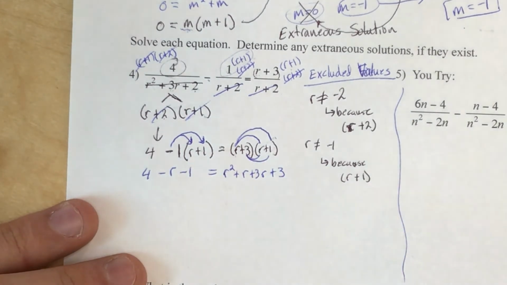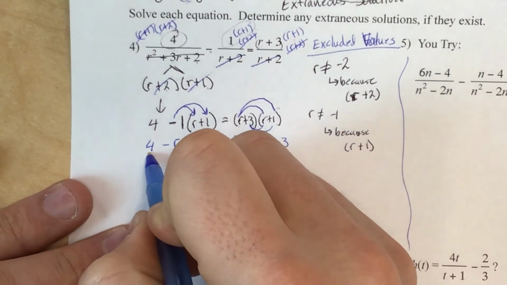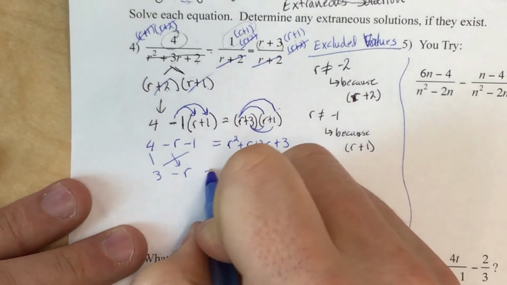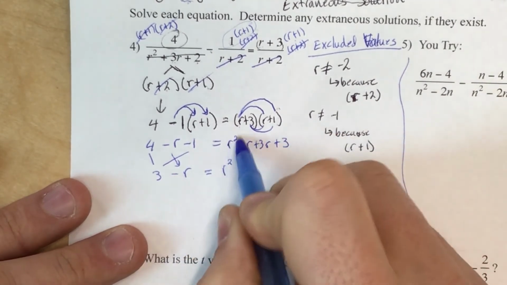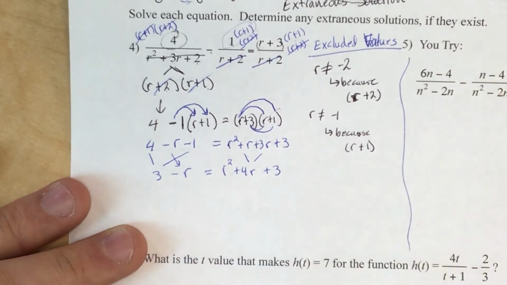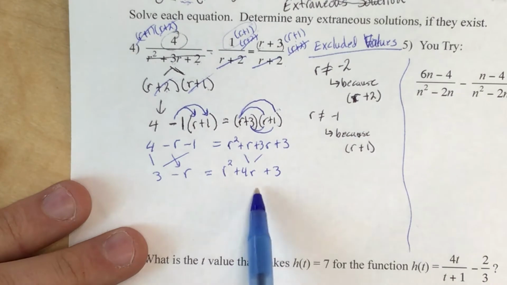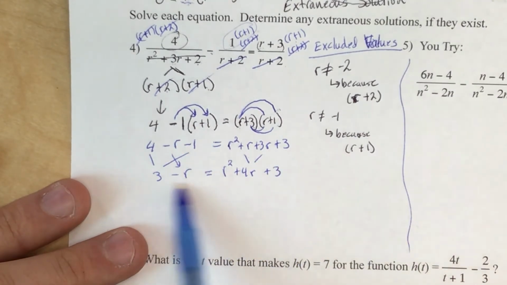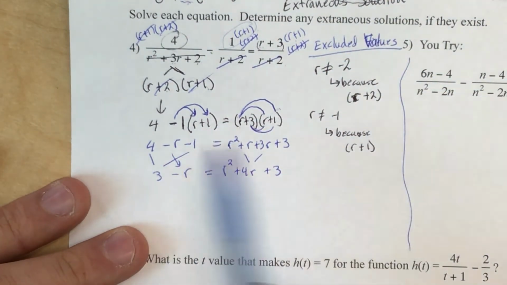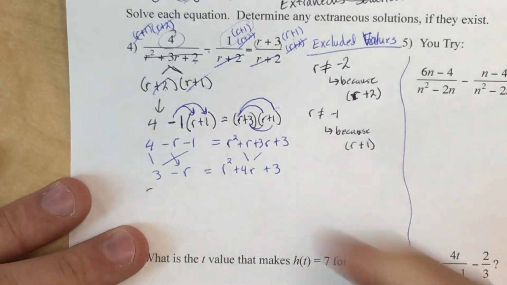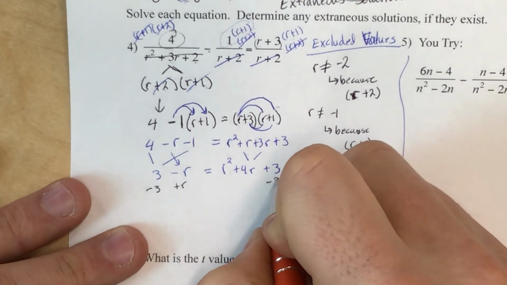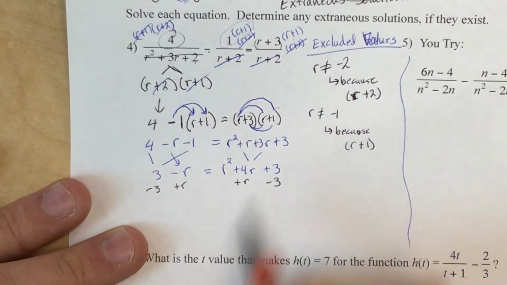I'm going to now combine like terms. The 4 minus 1 is 3, and then we still have -r. So we have 3 minus r on the left side, equal to the r squared. There's no other square terms, but there is an r and a 3r to make 4r, and then plus 3 at the end. Now that we've added all like terms and we have this r squared, we want to move everything over to the r squared side and set the left side equal to 0. So I'm going to subtract 3 and add r. That's going to get the left side equal to 0.